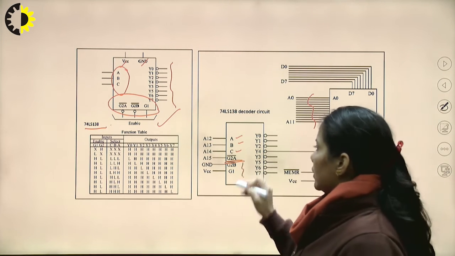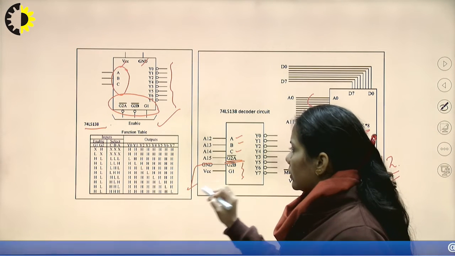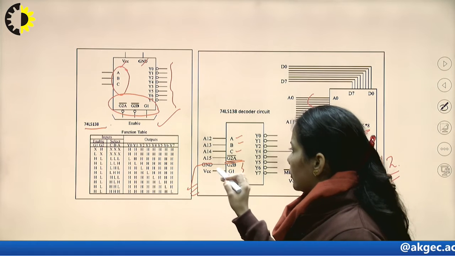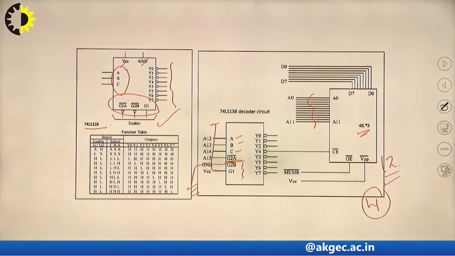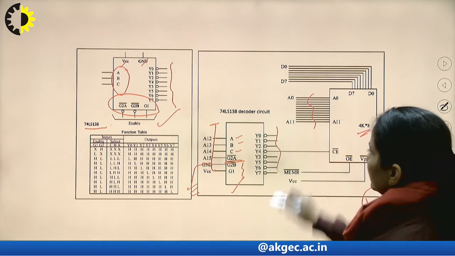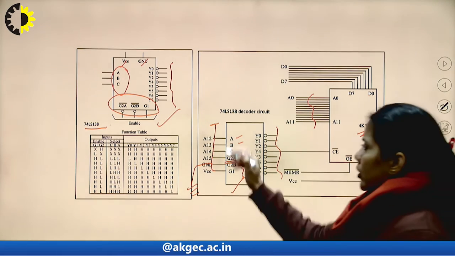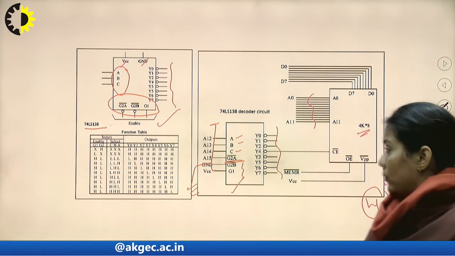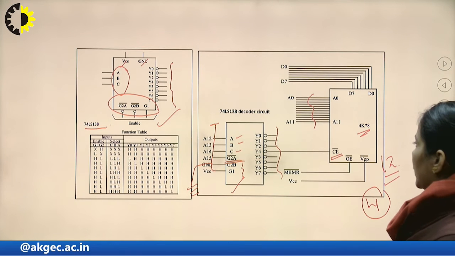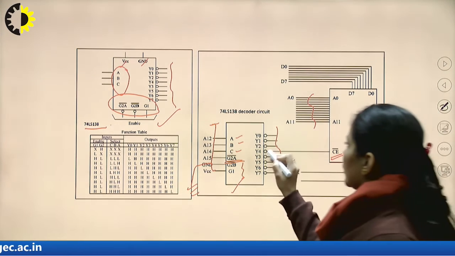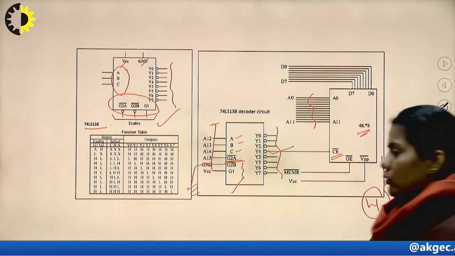Again, G2B and G1 are left. So G2B can be permanently grounded and G1 can be connected to VCC. In this way, this IC is enabled and it gives the outputs according to the input provided to the IC. Now, we can see in this diagram that the chip enable pin is being connected to the Y4 output of the decoder.